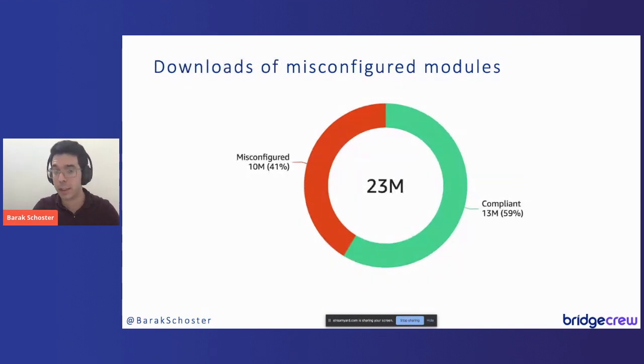And how many downloads did those misconfigured modules have? Over 10 million. That means that over time, we had 10 million provisioned resources in the public clouds that were misconfigured at some point in time. While it does not really mean that those specifically were necessarily exploitable, it is still a huge risk to bring into your cloud environment, either when using open source modules or creating your own.